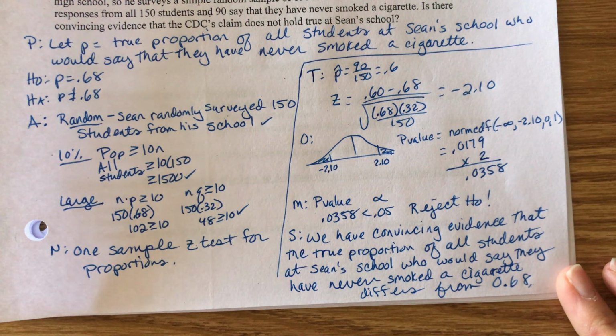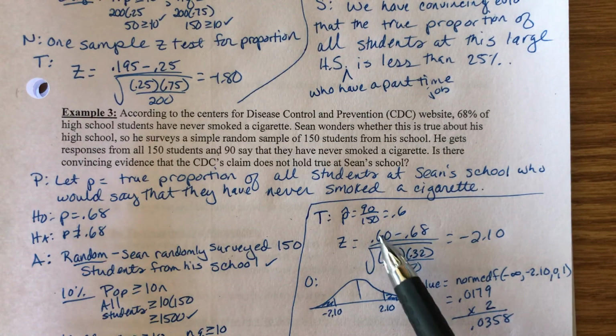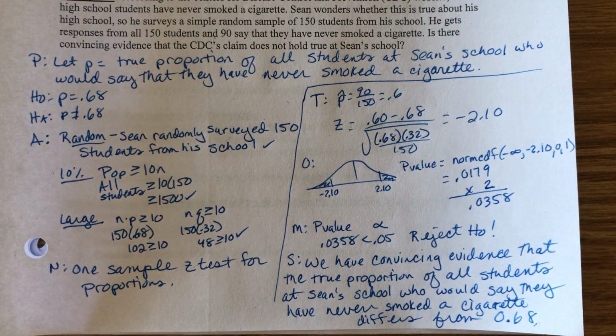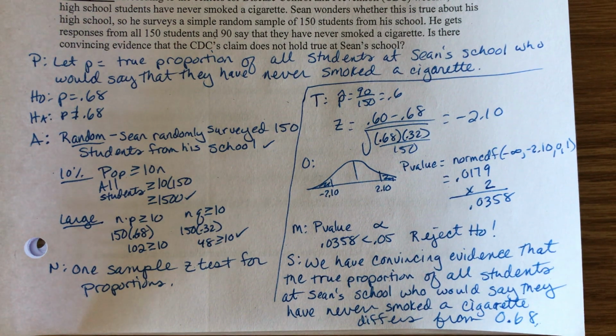Done. I'm not saying it's greater or less. Yes, this was less, but we weren't testing less, we were testing, is it equal or is it not equal? All right, and we can make that conclusion at the 5% significance level because alpha was equal to 0.05.